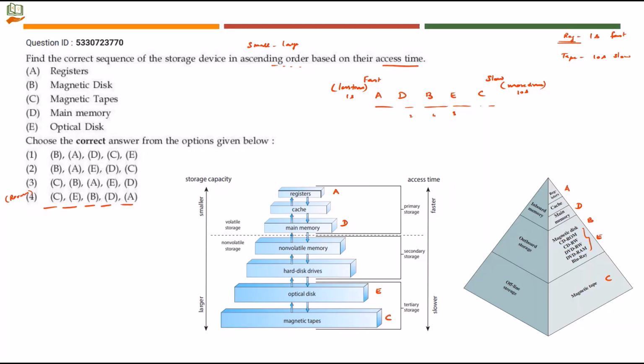Actually they have arranged it in terms of the speed, we can say. So here the access time starts from 1 and here it takes up to 10 seconds as per this option. Since the option is arranged in reverse order and no other option is getting matched to this particular sequence, they have dropped the question. There is no key provided for this question. So this is the answer of this question.